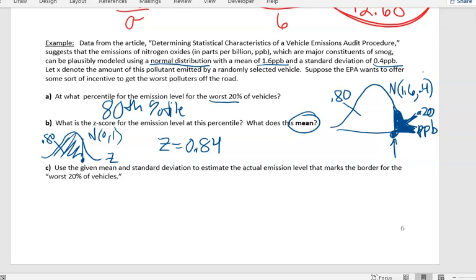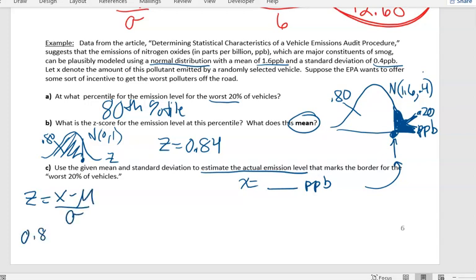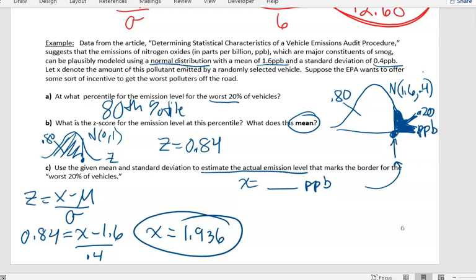Now, given the mean and standard deviation, estimate the actual emission level. In other words, I want X equals how many parts per billion marks the border for the worst 20% of vehicles. I want the actual number, so not with 0 and 1, but with 1.6 and 0.4. We could do the same thing we did above and set up the z-score formula. We know that the z-score is 0.84, the mean of the actual value is 1.6, and the standard deviation is 0.4. If you do this, it will give you 1.936, which is that boundary. You can solve for that.